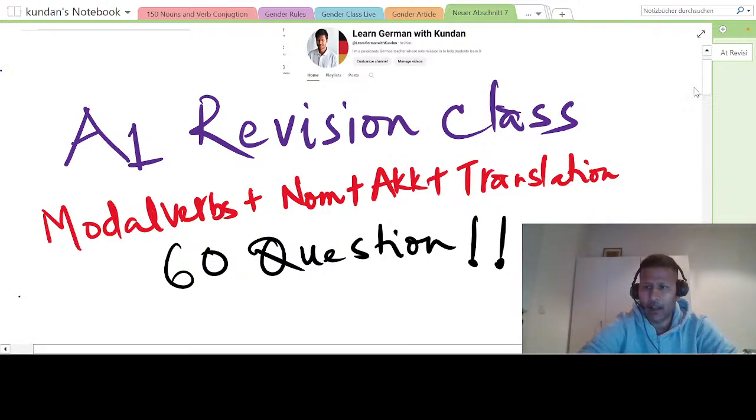So here is how it goes. There are 40 questions, and we will solve the questions in groups of 10. They are objective questions. The options are given, so you have to solve and put all 10 together in the chat. Then I will explain, and we will move to the next 10. Then we have translations for accusative and modal verbs, and I will explain how that goes.